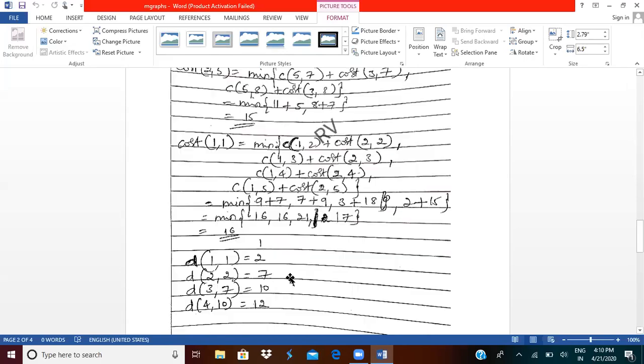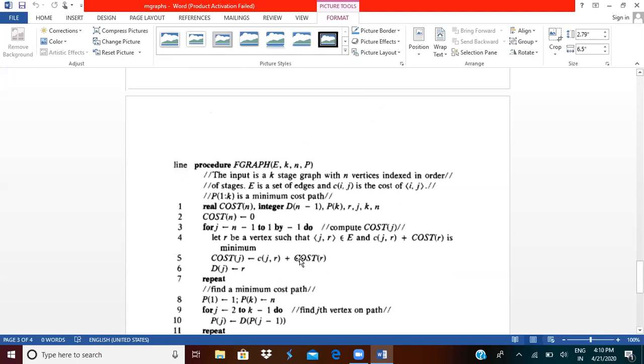That is what we have done here in this algorithm. If that value is minimum, then make cost of j equal to whatever minimum value you got, you just equate it to cost of j. Am I clear with this step? Yes, sir. Am I clear?